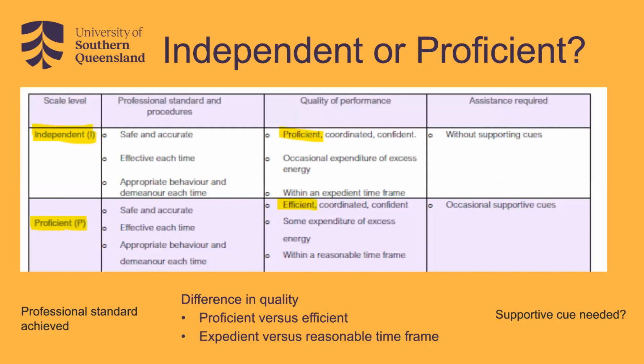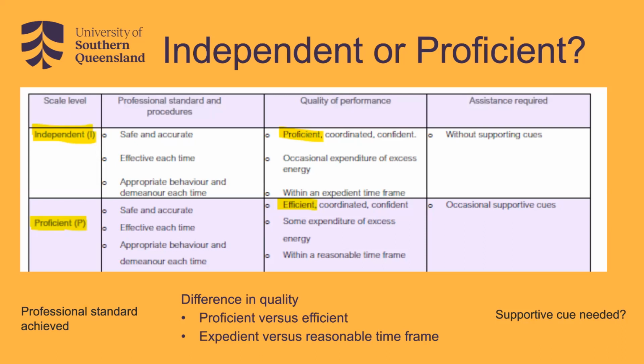So how do we decide whether a student is independent or proficient? Both achieve the professional standard. Both are safe and accurate and effective. It comes down to the quality of performance. So independent is listed as proficient, whereas proficient is listed as efficient. So proficient is being practiced and fluent at the skill, whereas efficient is being effective without wasting time or resources.